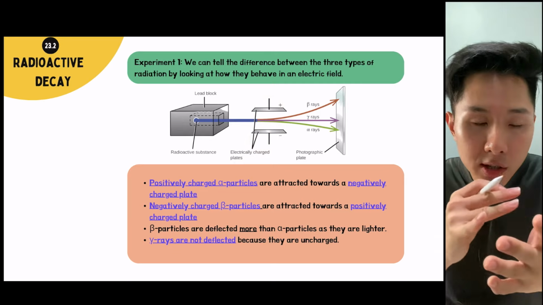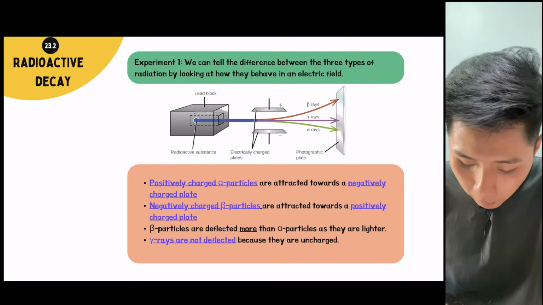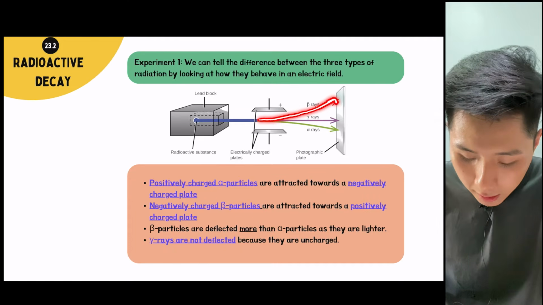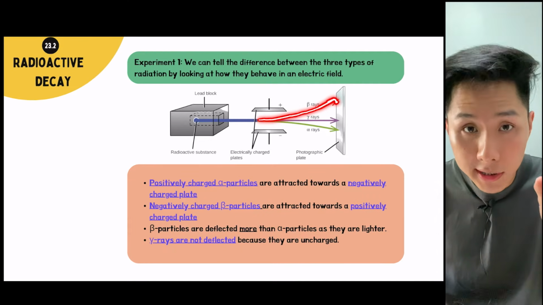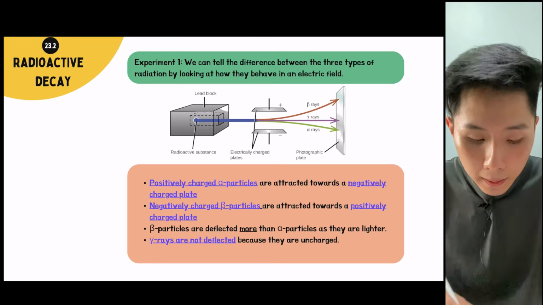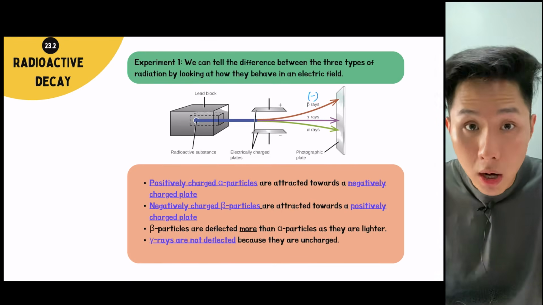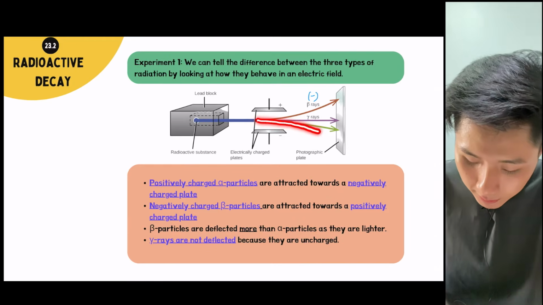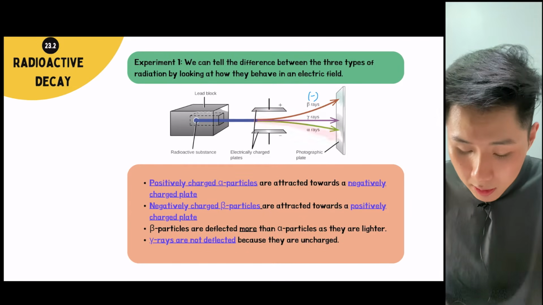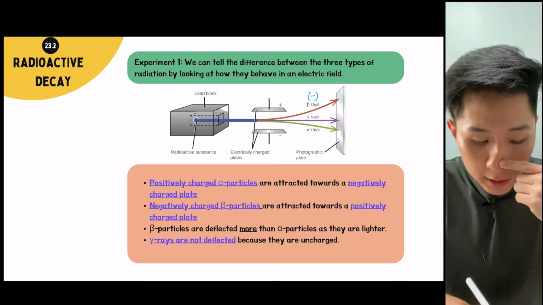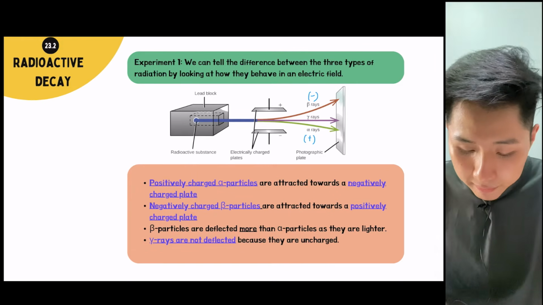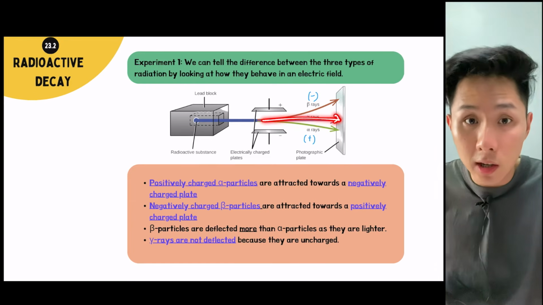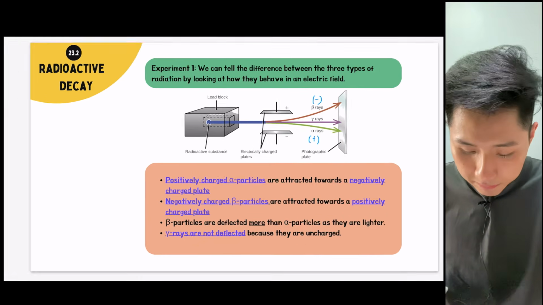Because opposite charges attract each other, without looking at the label, we know that the radiation substance that is attracted to the positive plate will be the beta ray, because beta ray is negatively charged. Whereas the other one that is attracted to the negatively charged plate will be the alpha particle, because alpha particle is positively charged. And as for the gamma ray, since it's not charged, therefore it's not going to be attracted.